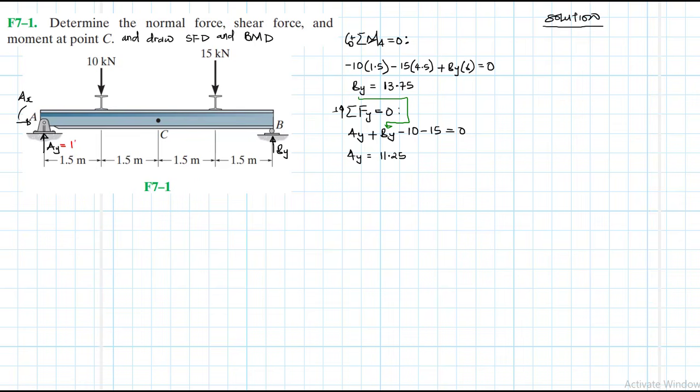So let's replace this here. This is 11.25, and this is 13.75. Right. And then we have summation of forces in the x direction equal to 0. Okay. And of course we know that AX is just going to be equal to 0.